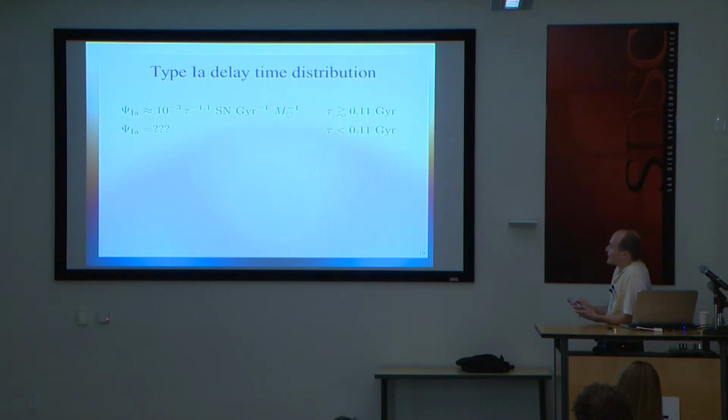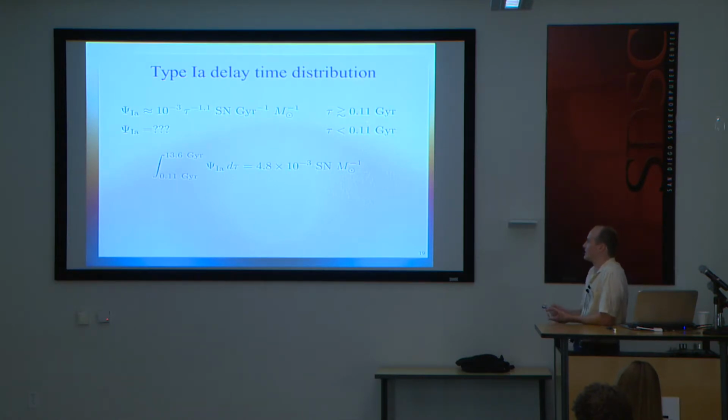For a delay time less than that, we don't really know what the delay time distribution is. So let's factor in that uncertainty now into the number of supernova that we get. So I'm just going to integrate this from 0.11 gigayears to 13.6 gigayears. And if I do that, then I get 4.8 times 10^-3 supernova per solar mass of stars formed.